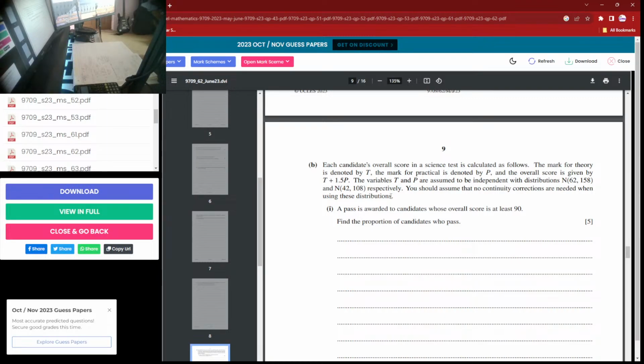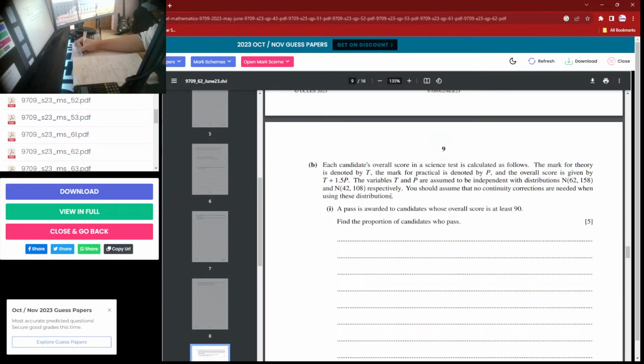So the fact that you don't have to use continuity correction, you should assume you still have to use continuity correction when you put them together. But when you use these distributions individually, you wouldn't have to use continuity correction. That's just what it means. Okay, so here we would do T plus 1.5P.